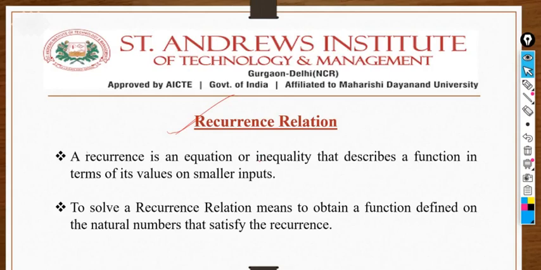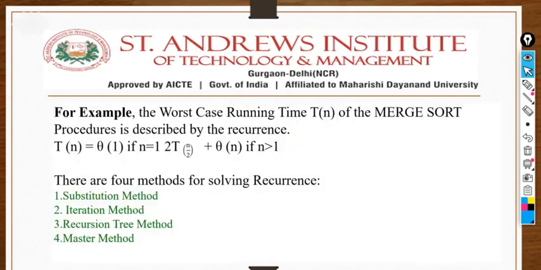So first, what do you mean by recurrence relation? It's an equation, or you can say inequality, which describes a function in terms of its values on smaller inputs. To solve the recurrence relation means to obtain a function defined on the natural numbers that satisfies the recurrence. It's an example only, you can take anything. Here we have just shown the merge sort example. So what is the recurrence relation for the merge sort? This is given here. No need to worry about what it is. We will study how to write the recurrence relation with respect to any algorithm.